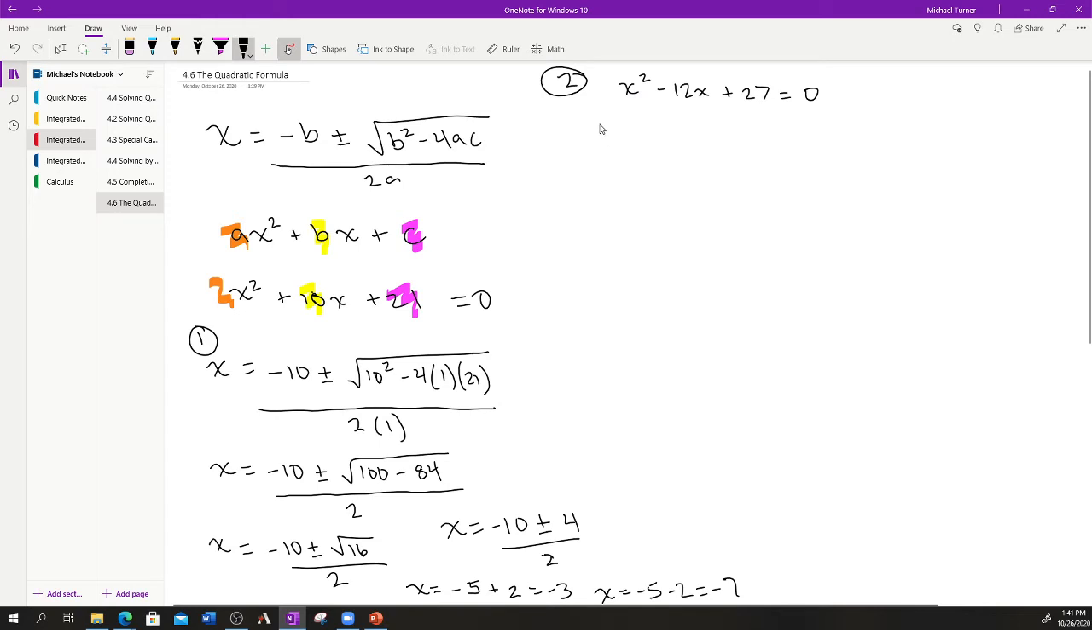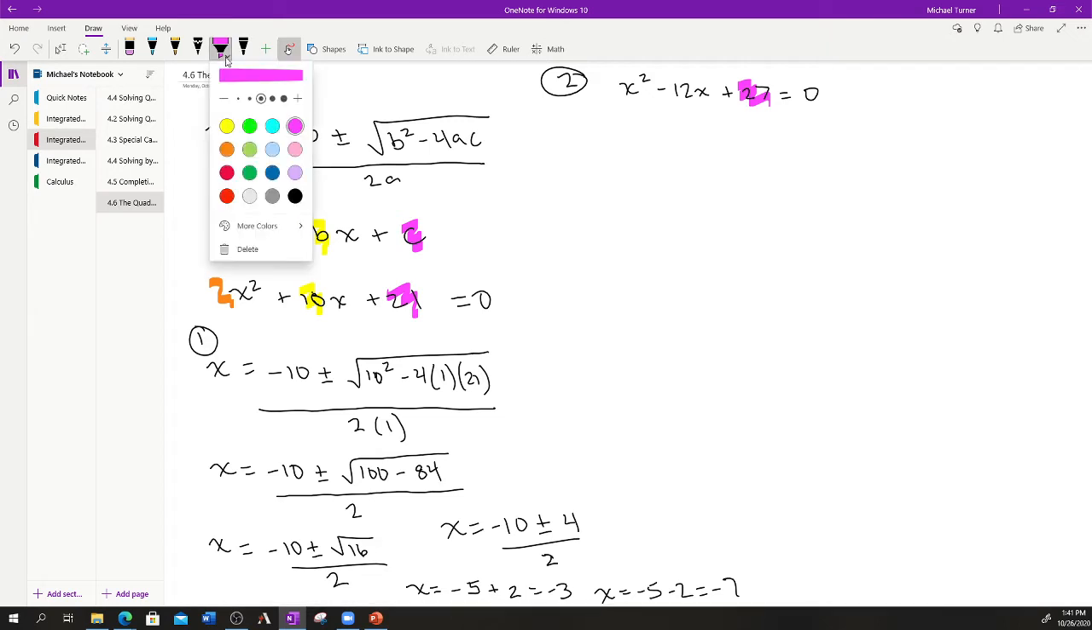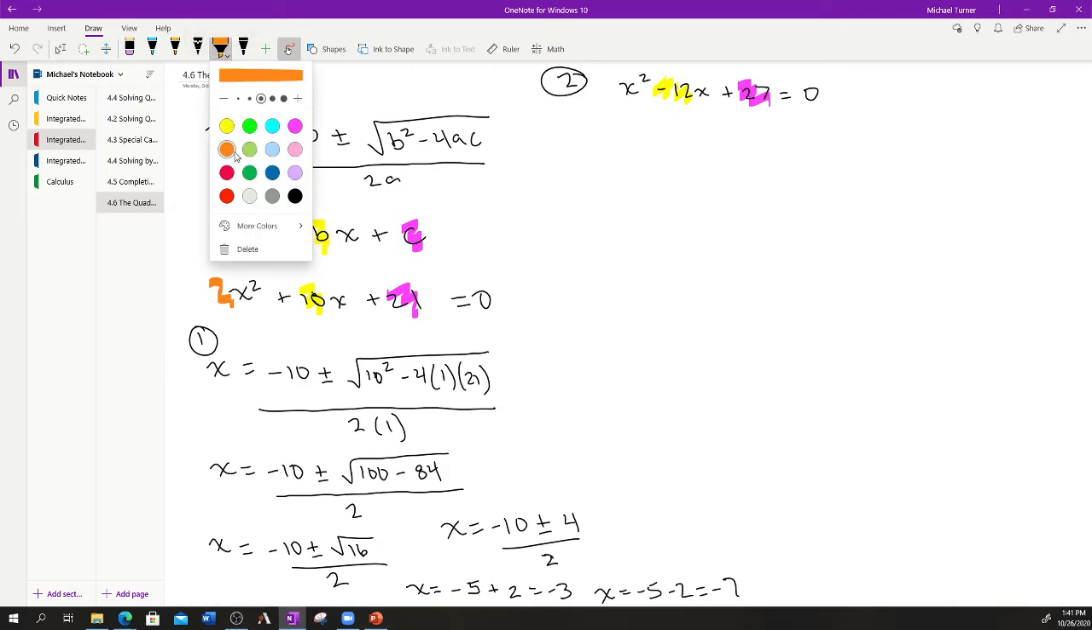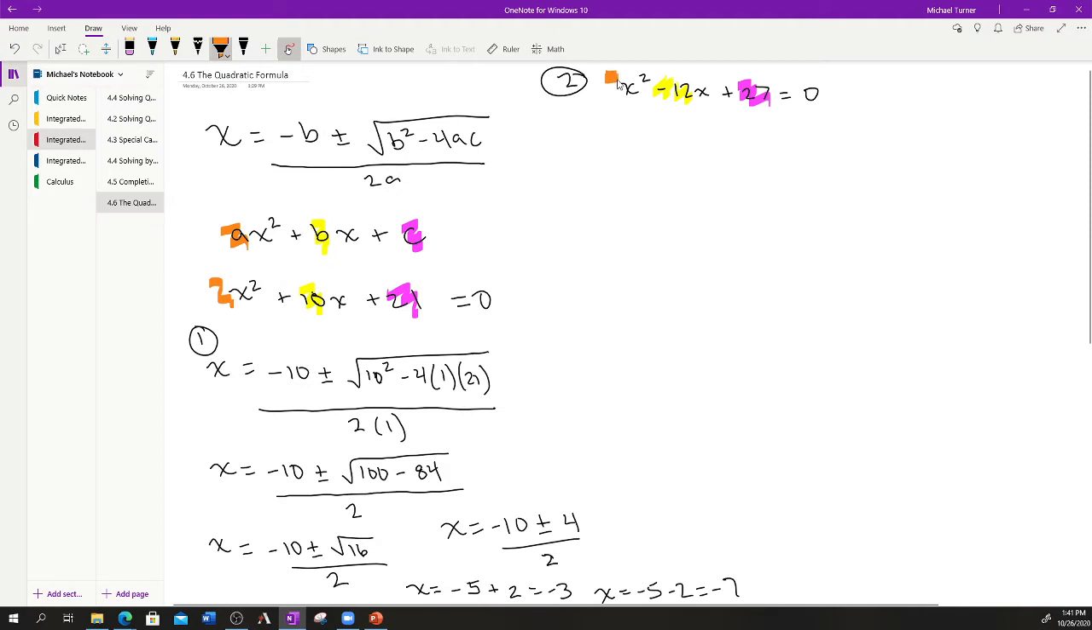So, using my formula, a is 1, and you can highlight if you want, if that helps. But c is 27, because I had that color up already. My b is negative 12. You always have to take the signs with you. And then my a in this example here is still 1. So I'll plug those into the quadratic formula.